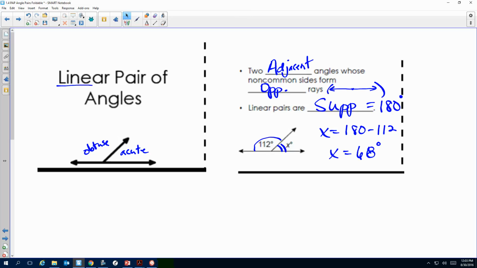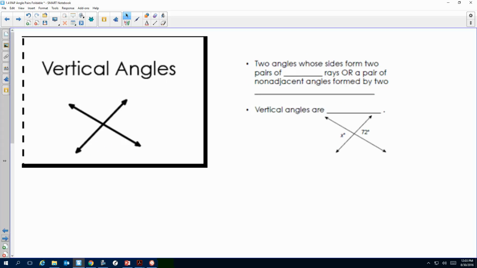Now, last angle pair. Vertical angles. Vertical angles are formed by a pair of opposite rays. Two pairs, meaning if I have two pairs of opposite rays, I'm basically going to create two intersecting lines. This is important. Basically, that's how I distinguish. The minute I see lines intersecting, I have vertical angles, always.